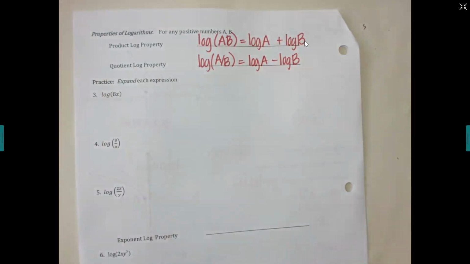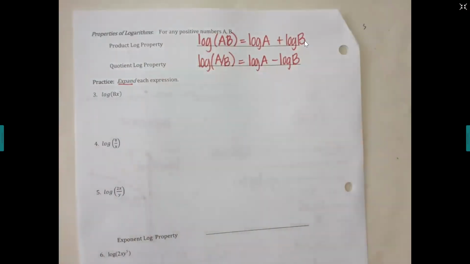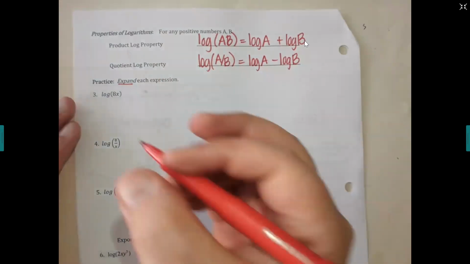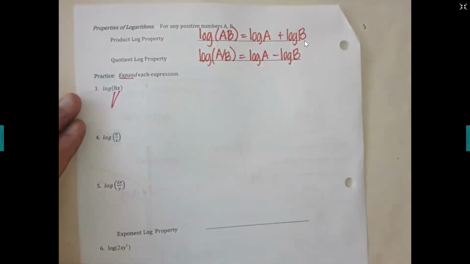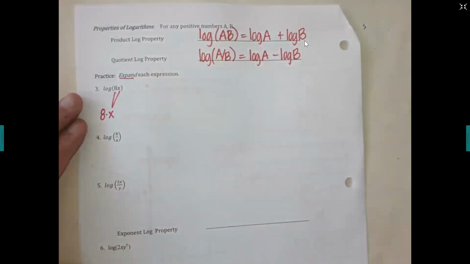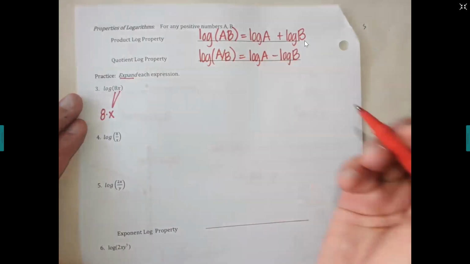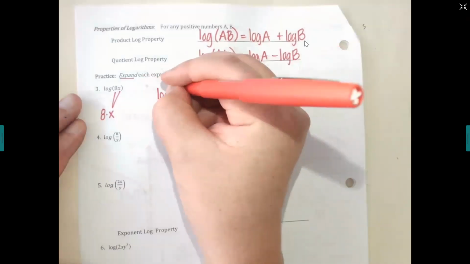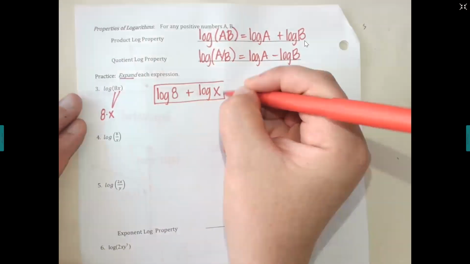So take a look at number 3. Okay, I have a log and it says to expand. Expand means that none of the numbers or letters are sharing the same log. So I have log 8x. How are 8 and x combined? Are they multiplied or divided? That is 8 times x, which is multiplication. Then how will I separate multiplication? I'll use plus or addition, yeah. So I'm gonna do log 8 plus log x, and you're done.